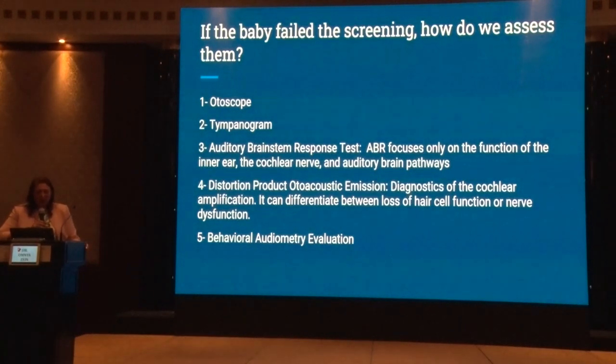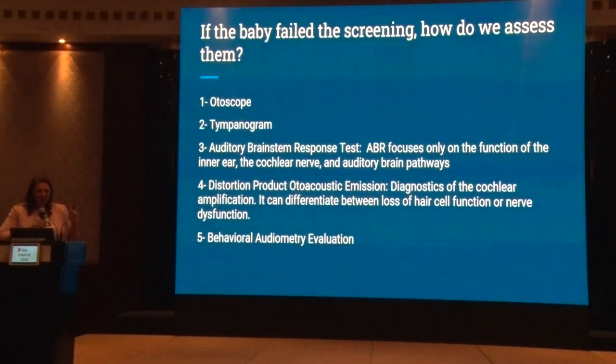The first thing, we have to make an otoscopic examination for the baby. Why do we have to do otoscopic examination? Number one, maybe he has atresia and the external canal is very narrow, so you have to diagnose this. Or maybe he still has some amniotic fluid. Number two, a tympanogram. A tympanogram measures the function of the middle ear and the movement of the tympanic membrane. And if there is any ossicular chain disruption, it can be diagnosed from tympanometry.